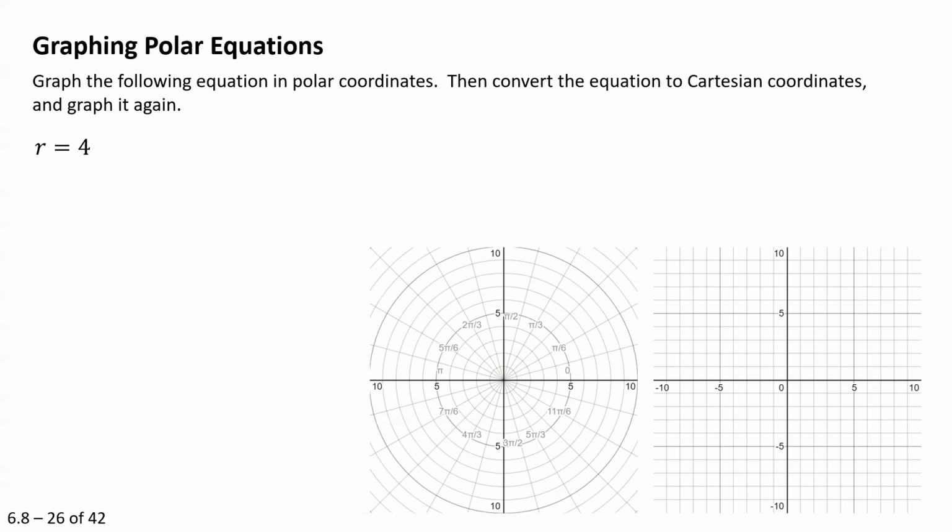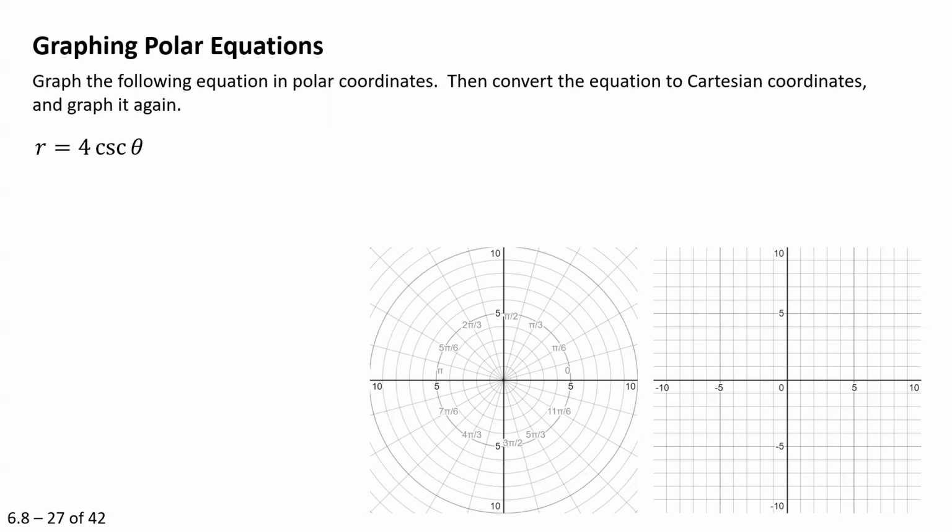R is equal to 4. What's that going to look like? Circle. Circle with a radius of 4, centered at the origin. Yes.